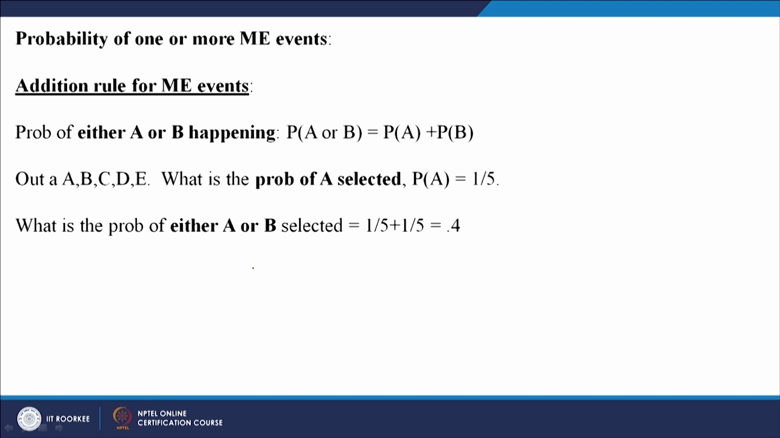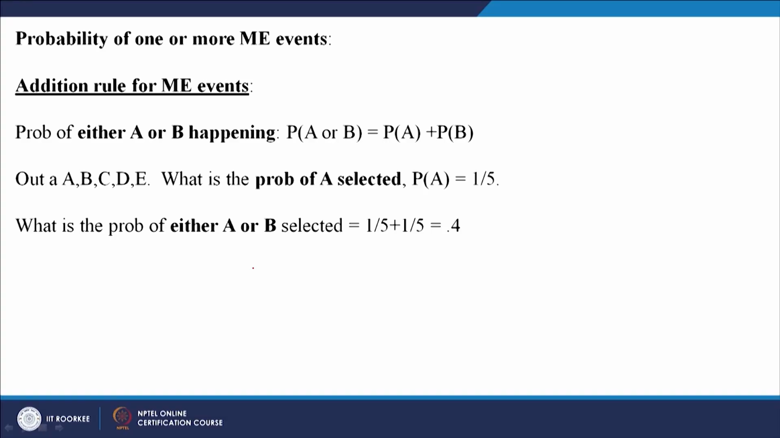Probability of one or more mutually exclusive events. So, what are mutually exclusive events? Those events wherein, if there are two, only one will occur at a time. The addition rule for mutually exclusive events: the probability of either A or B happening is the probability of A plus the probability of B.